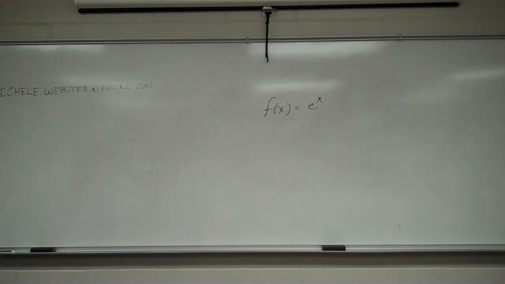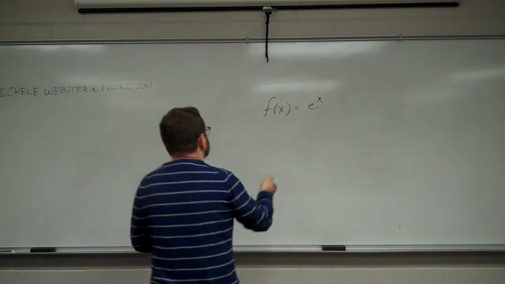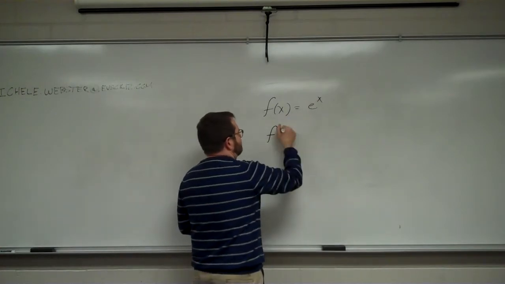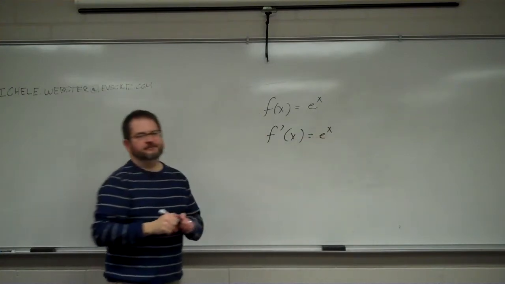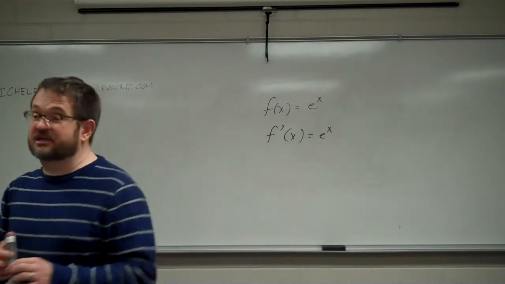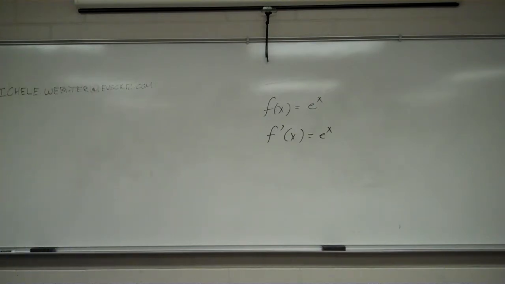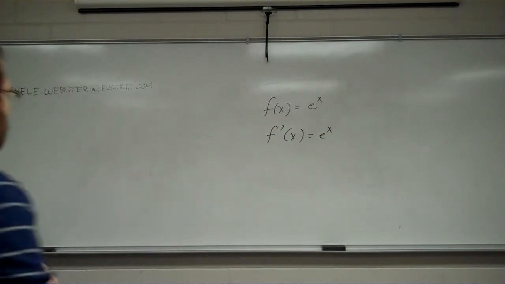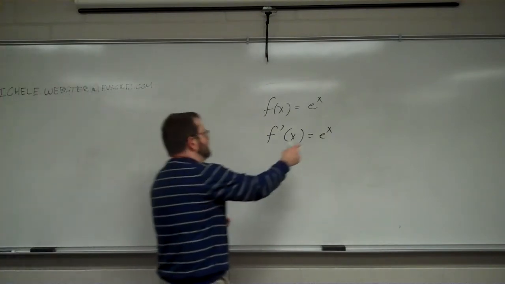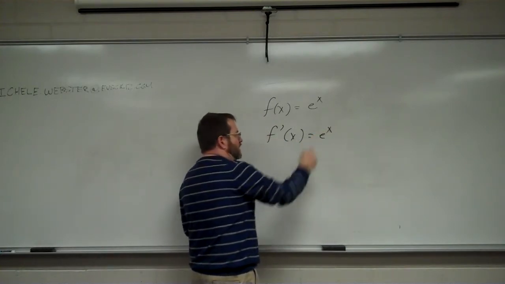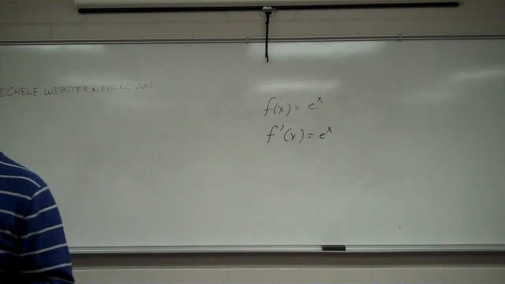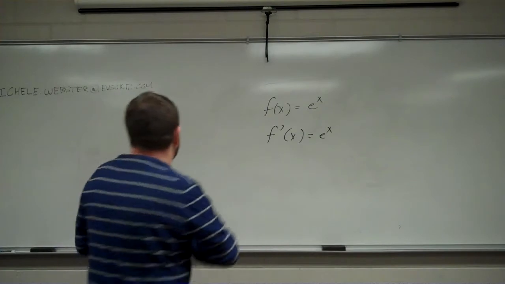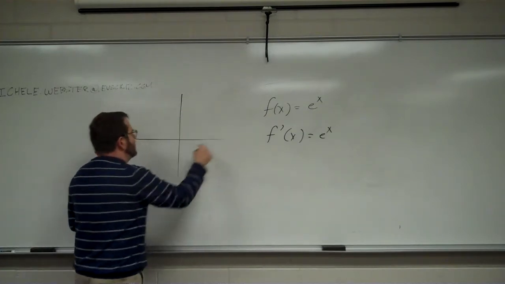It's got a really funky derivative. If your function is e to the x, the derivative is the same thing. In fact, that's another way to define e. E to the x is the only function that is its own derivative. E is a constant, but if you describe it as an exponential function, the only one that works is e to the x. And if you think about what the graph looks like, it actually makes some sense.